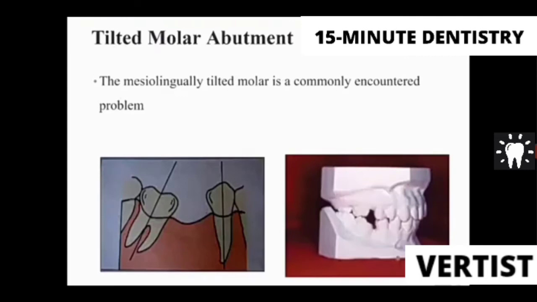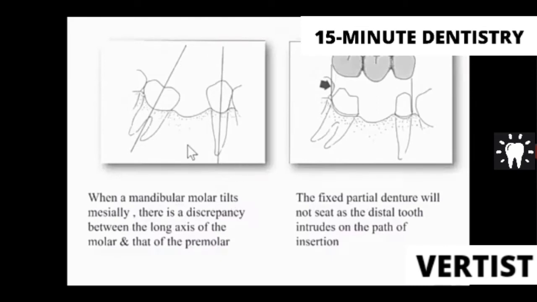Another situation which is commonly encountered is the mesiolingually tilted molar. Again, this poses a challenge. Whenever you have a tilted molar, there will be a discrepancy between the long axis of the molar and that of the premolar. In such situations, the fixed partial denture will not seat as the distal tooth will intrude on the path of insertion. So how do we handle this situation?